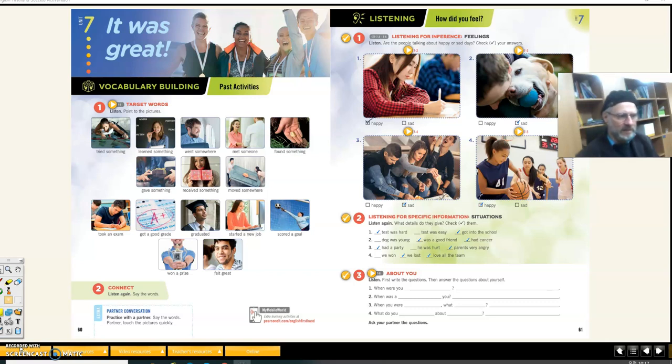And this exercise looks like the previous exercises that we've done on the second page of the previous 2 units that we've looked at. And once again, you need to complete the question. How you complete it may vary, but give it a shot and see if you can come up with a grammatically correct question. Number 3, first write the questions. Then answer the questions about yourself.